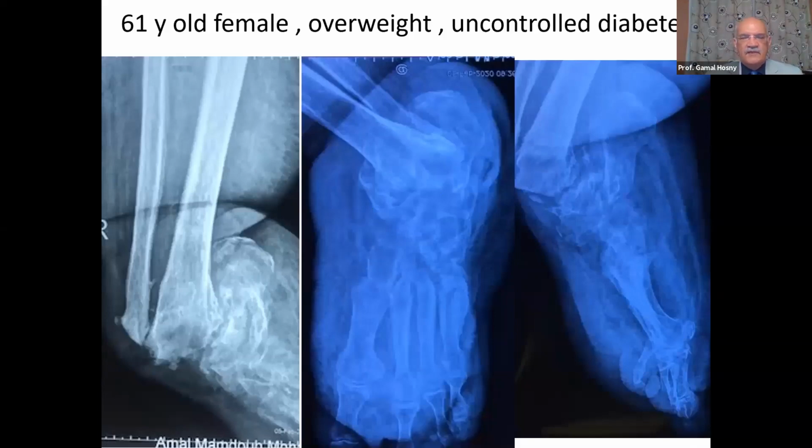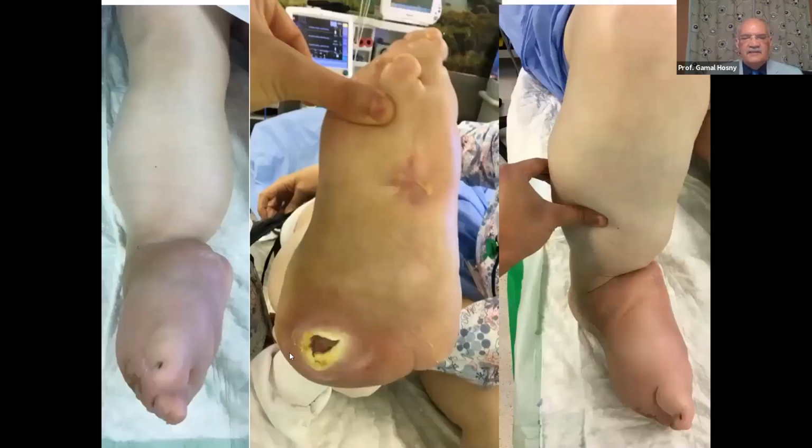There was almost a consensus that this is not for reconstruction, just for amputation, because again she had a recurrent ulcer with infection. Look at the ulcer and infection. So we had infection, dislocation, destruction, superimposed infection. This is the typical patient for amputation.